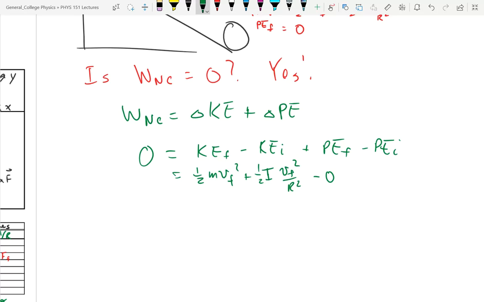Kinetic energy initial was 0, so that's where that minus 0 is. Potential energy final is 0. Potential energy initial was mgh. Now this is easier because I have V final right in my equation. So I'm just going to move mgh to the other side of my equation.